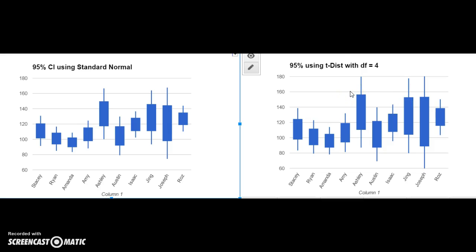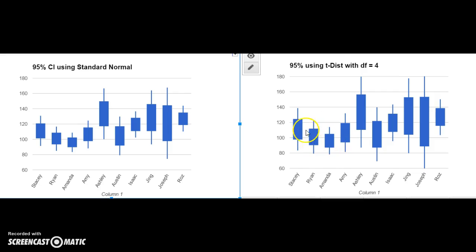Now, one thing you'll quickly notice is, remember that the population mean is 119, correct? Well, if we look at what happens when we use the T-distribution, Stacy caught it, Ryan caught it, Amanda did not catch it, all of the others caught it. And again, this is nothing to do with Amanda's sampling. This is to do with randomness. This is why we don't always catch the population mean with our confidence intervals.